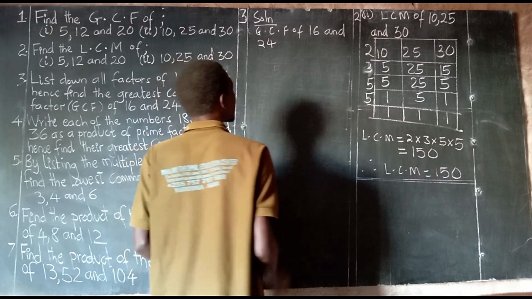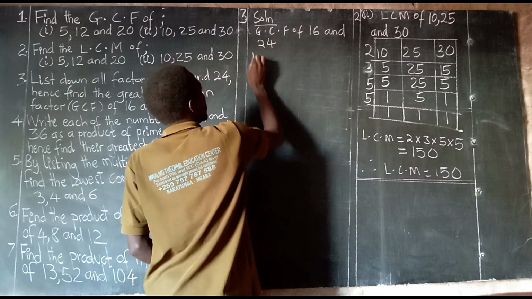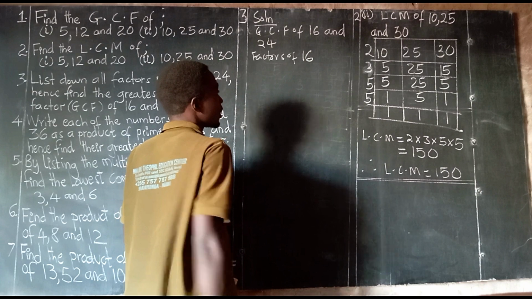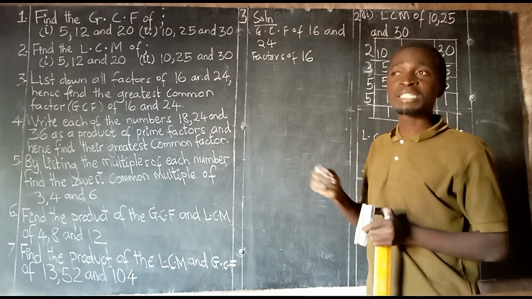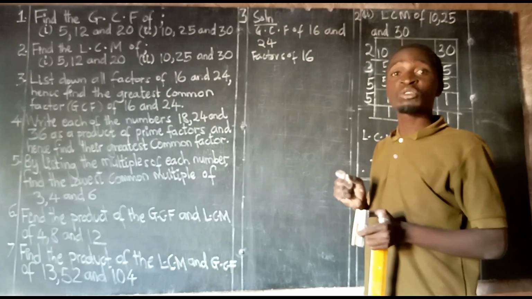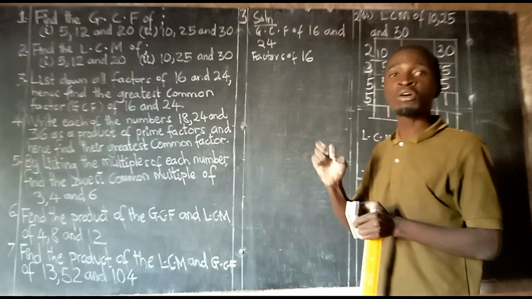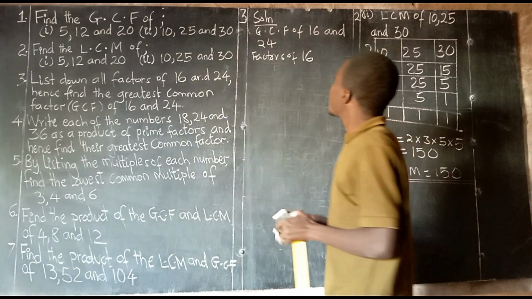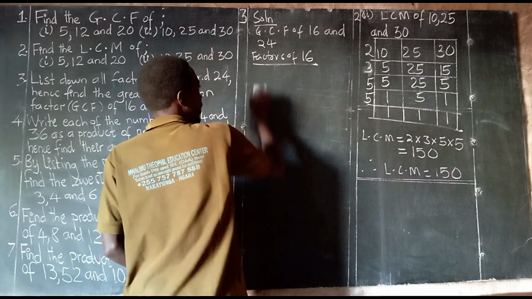If you ask me to list all the factors, let us see the factors of 16. You have to note here you are asked to find the factors of 16 and 24 separately. And if you are asked to list all of the factors, it means that you are not restricted only to prime factors, but you are required to list all the factors, regardless of whether they are prime factors or not.